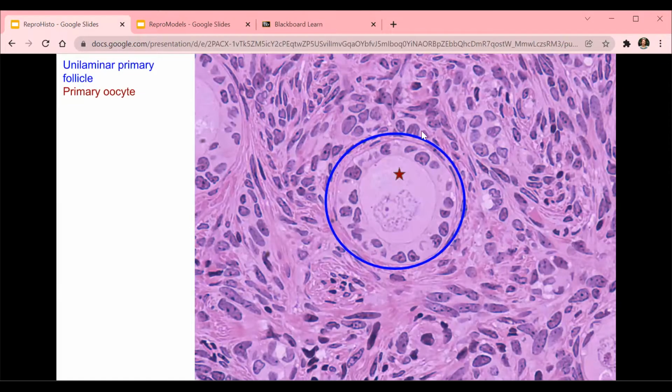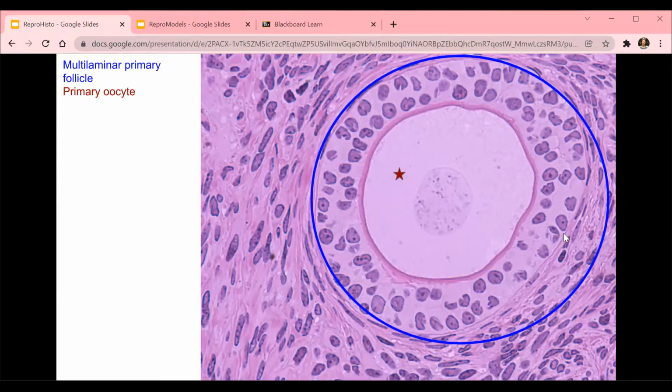This one is the primary follicle, which is unilaminar. You can see the oocyte and the cuboidal granulosa cells. Unilaminar or early primary follicle. Here we have multilaminar primary follicle. You can see the oocyte and the layers of granulosa cells. And this thick pink layer here is zona pellucida, the glycoprotein which is secreted by granulosa cells and oocyte.